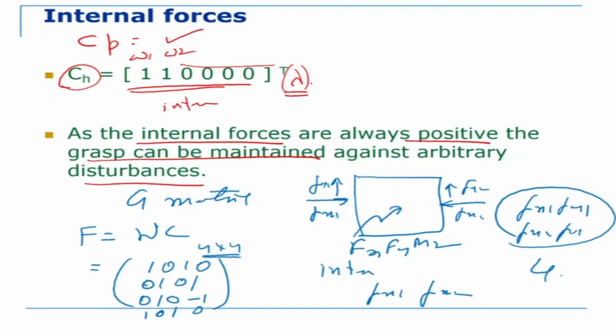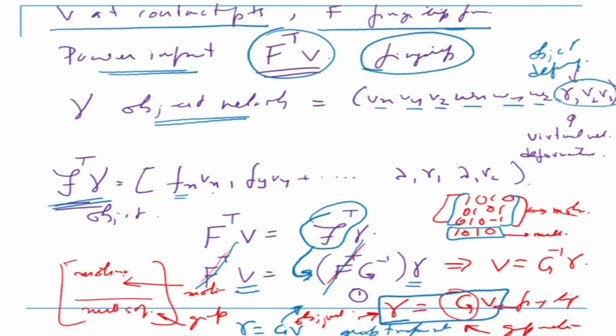So basically what I'm going to get is the relationship between the object velocity at the center and the fingertip velocity. G is a square matrix now. What happened is we looked at the matrix W, I added the internal forces there, and it became a square matrix. So please think about this: how do you get the relationship between the object velocity at the center and the fingertip velocities?